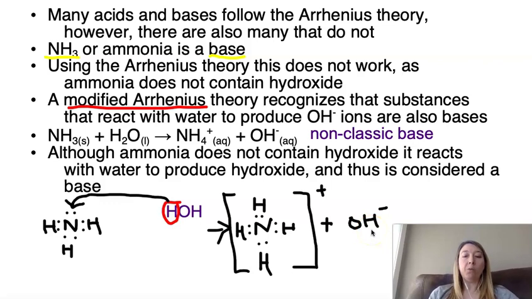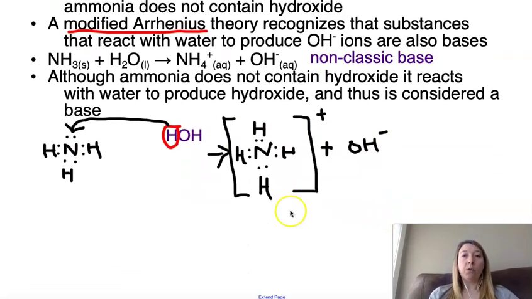So in a regular base, which has hydroxide, it just dissociates and breaks apart to give me that hydroxide. But in the case of ammonia or a non-classic base, they have to actually react with the water, take a proton away from water, and produce that hydroxide.